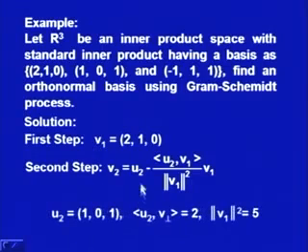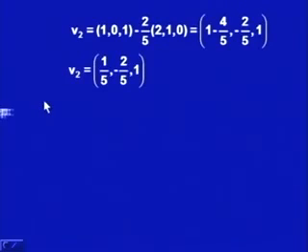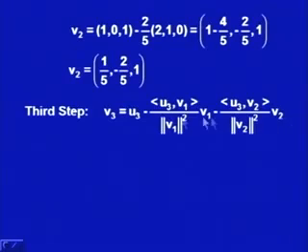We can substitute the values. u2 is (1, 0, 1), the inner product of u2 and v1 is 2 and v1 square comes out to be 5. We substitute the values here and what we get is v2, and v2 is obtained as this (1, 0, 1) minus 2 by 5 times (2, 1, 0), which is this vector. So, that is how we get v2, and the third step is this formula we have already obtained.